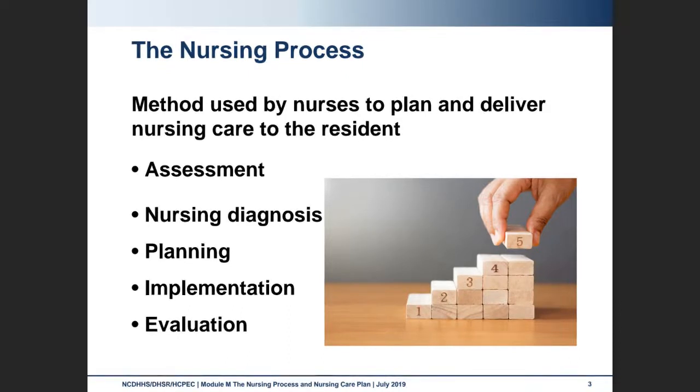Planning is setting priorities and goals for a resident. Implementation is performing and carrying out those nursing measures that will impact our residents' care. And then evaluation is measuring to determine if priorities and goals were met. And if not, we need to reassess and reevaluate, okay?